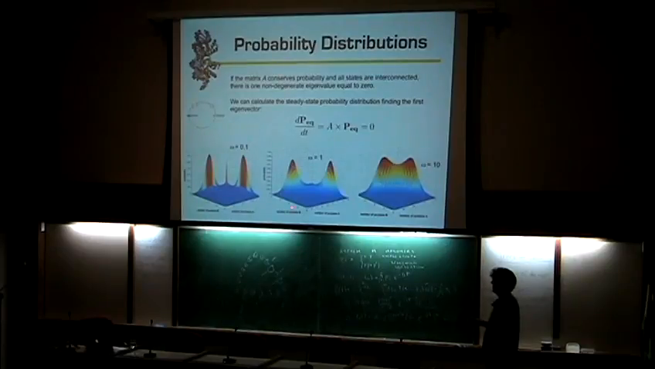Right? Then these are the plots. This is number of protein A, number of protein B, and the probability.